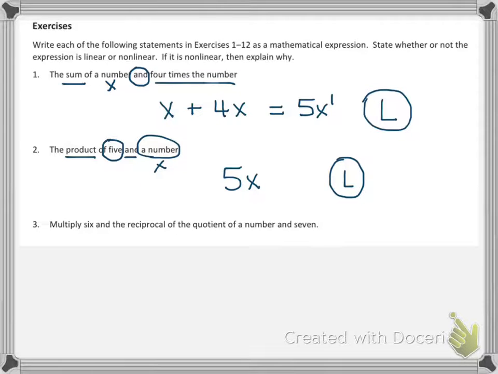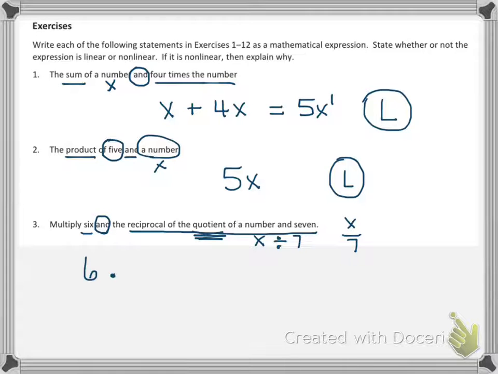All right, number 3, multiply. That's easy. Multiply 6 and the reciprocal of the quotient. Okay, so I'm going to multiply 6 times the reciprocal of a division problem. That's what quotient is, answer to a division problem. So first I'm going to look at the division problem. That's a number x divided by 7, or x over 7.